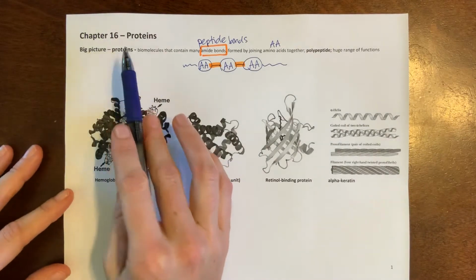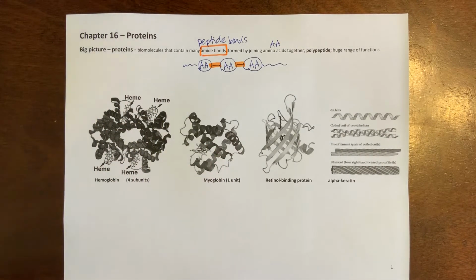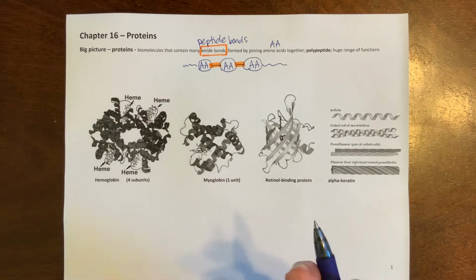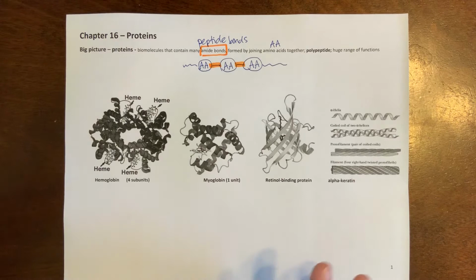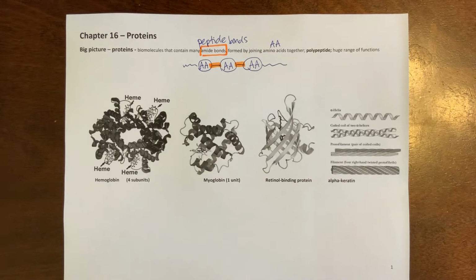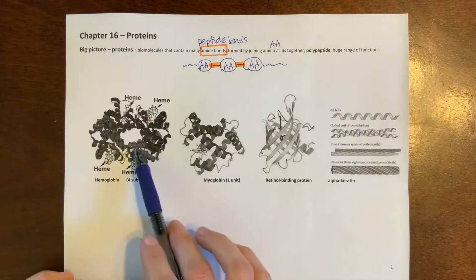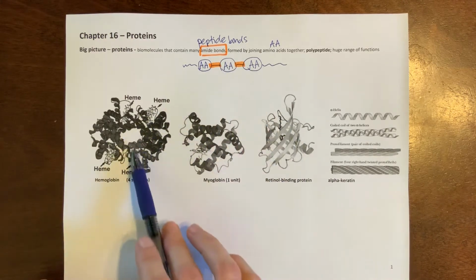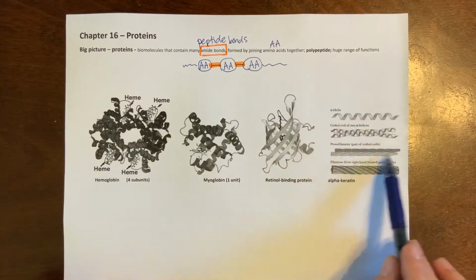These have a huge range of functions. You'll see that in some of the other videos that I'll have you watch. So proteins are very useful to us. They make up about 50% of our dry weight, so non-water weight. So I just have a couple examples to show you here. And you'll notice right off the bat that these first 3 proteins look a little bit more rounded than this last one, the alpha keratin.